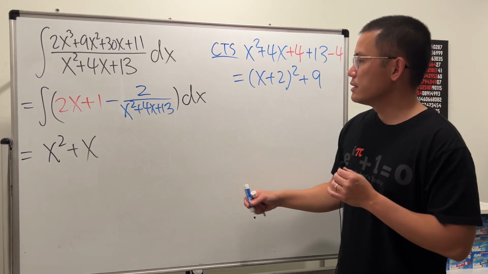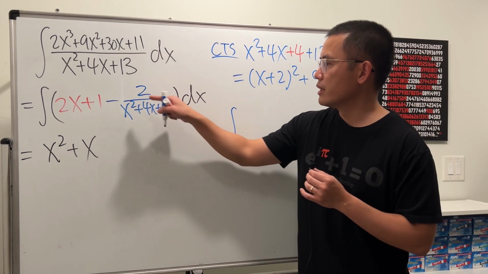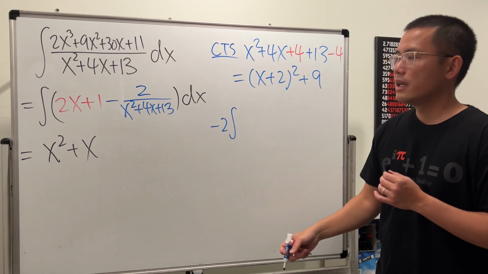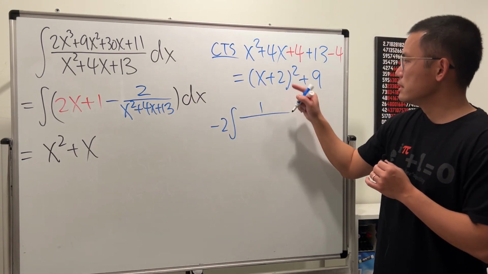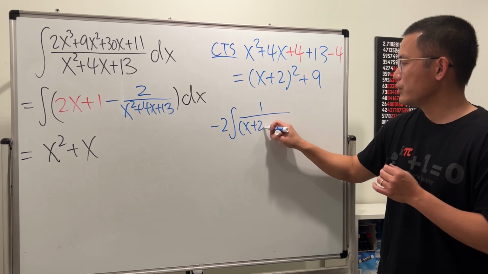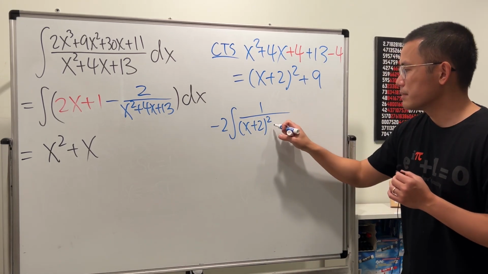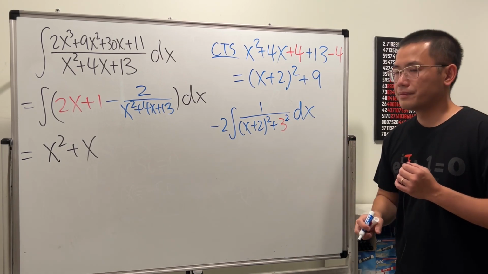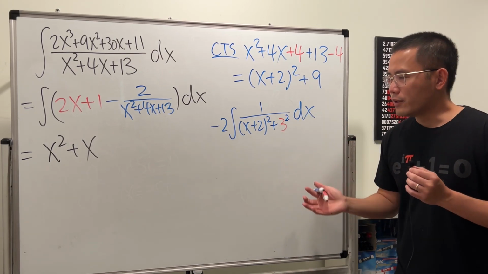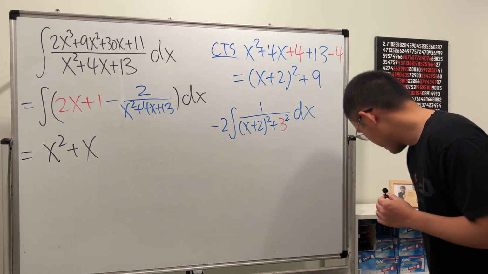So if we look at this a little bit, this right here is just the integral, and perhaps I can put a negative 2 on the outside, and we just have 1 over. The bottom is this now, x plus 2 squared, and for the 9, I'm going to purposely write it as plus 3 squared, and then dx. Now, how do we continue? Here is the formula that you have to remember.